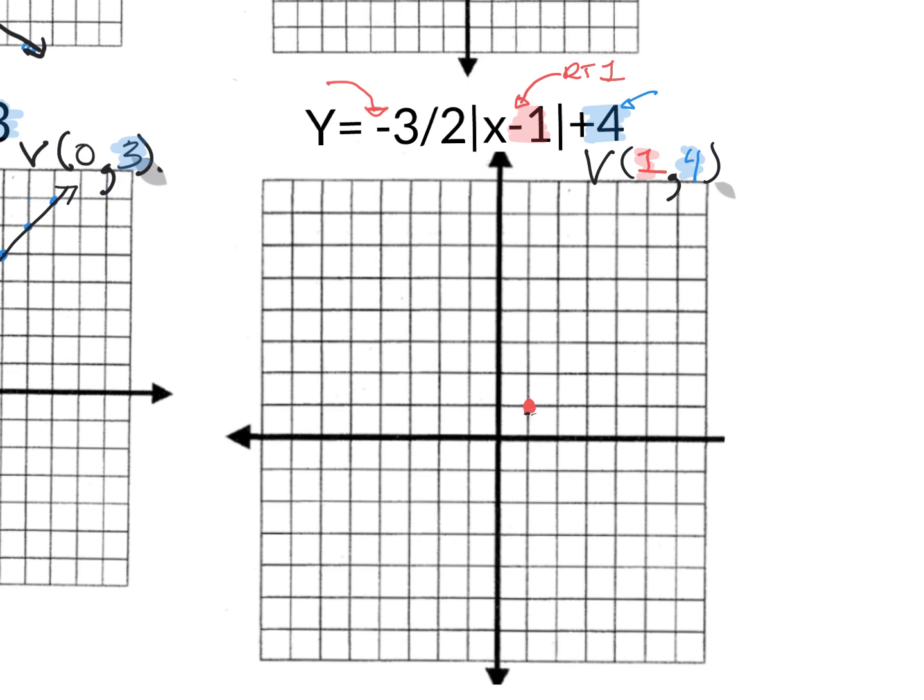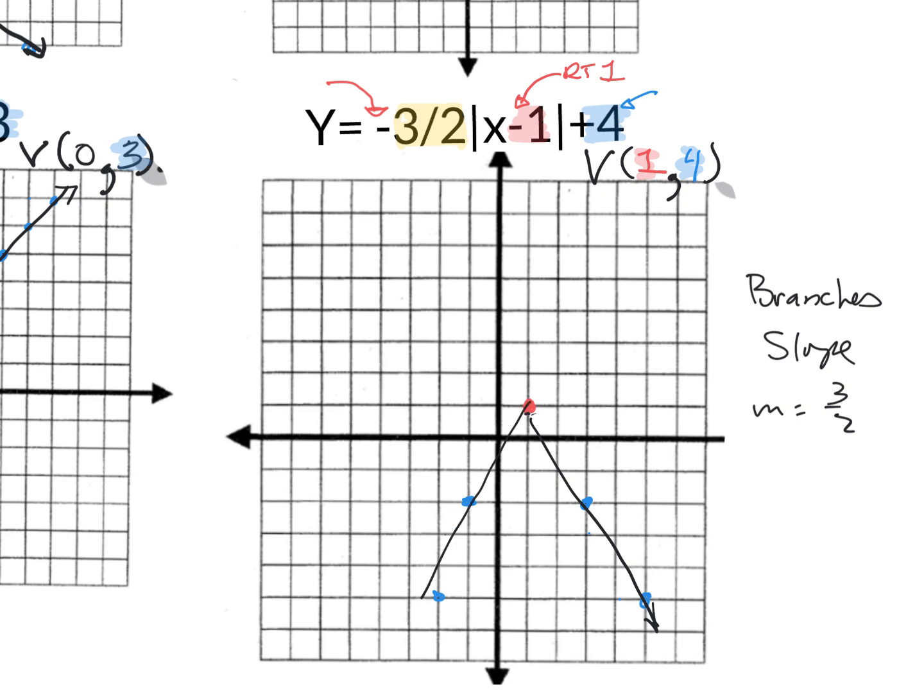And you have a vertical stretch by a factor of 3/2, because 3/2 is bigger than 1, so it's a vertical stretch. That means your branches are going to have a slope of 3 over 2. So it's going to go down 3 over 2, down 3 over 2. There's one of your branches because it's opening down. Then you go back to the vertex, down 3 over 2, down 3 over 2, and that is your other branch.